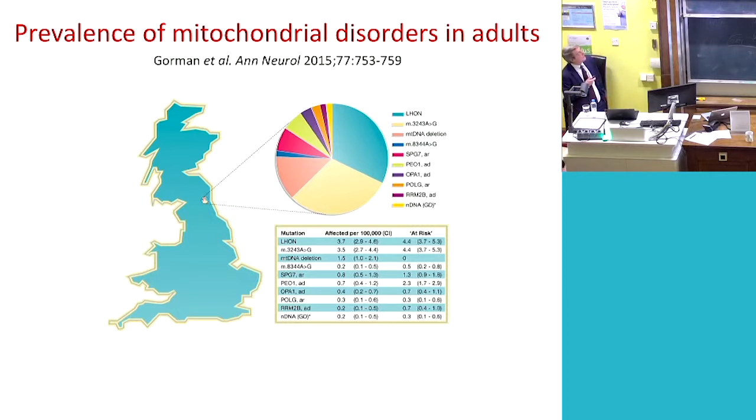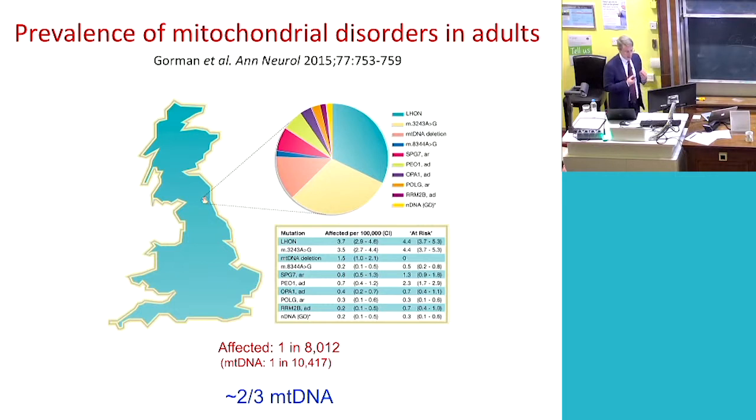And I was involved in a number of studies, most recently updated by Grainne Gorman, shown on this slide, which describes the prevalence of these disorders in adults. And the take-home message is that they, as a group, affect about 1 in 8,000. And when you look at the mitochondrial DNA basis, in adults at least, about 2/3 of the patients we see have a mutation of mitochondrial DNA causing a mitochondrial disease presenting in adult life.